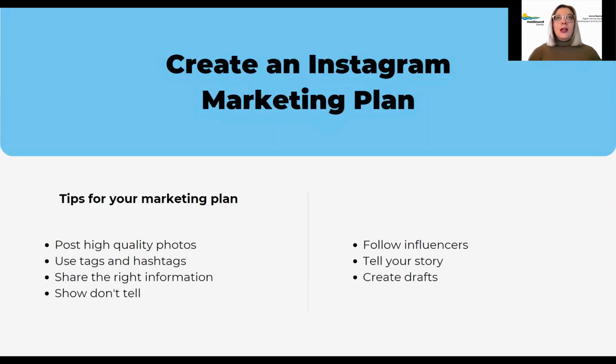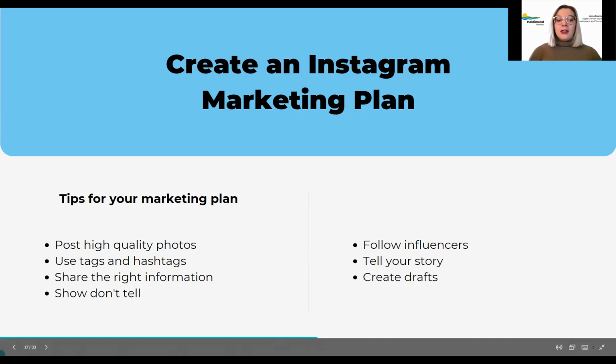You're also going to want to create an Instagram marketing plan. So the best way to do this is post high quality photos, use tags and hashtags, share the right information, and then most importantly, show, don't tell. So show your consumers what it is you're doing, bring them behind the scenes, make sure that they feel like they are involved. You're also going to want to follow influencers, tell your story. So make sure you do a little bit of a personal aspect to your Instagram account as well, and then create drafts. So creating drafts is just a great way. If you have extra time, you can create a draft so that you can post it at a later date.